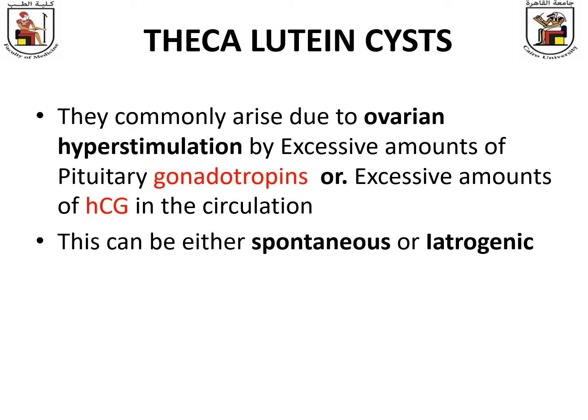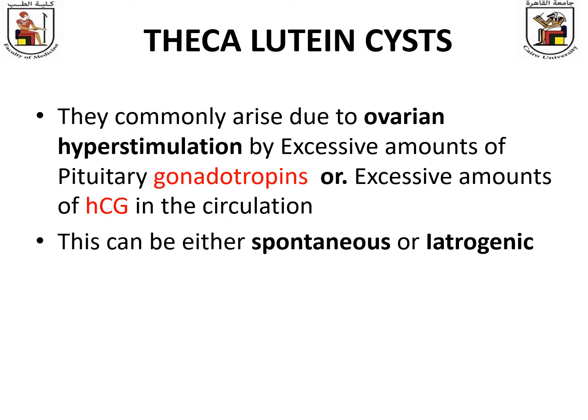Theca lutein cysts, these commonly arise due to ovarian hyperstimulation in patients undergoing in vitro fertilization due to the large amounts of pituitary gonadotropins given to these patients. So instead of the patient having a single dominant follicle growing, a whole cohort of follicles are recruited, and all of them are converted into corpus lutei, resulting in multiple theca lutein cysts, and it may sometimes occur spontaneously, but more commonly occurs due to ovarian hyperstimulation.